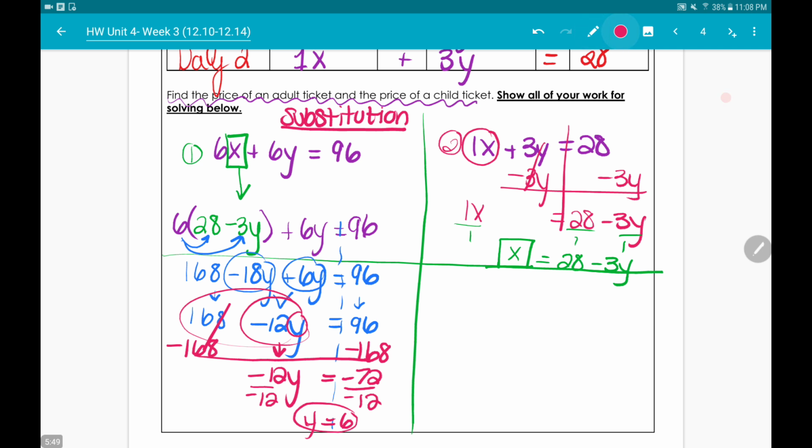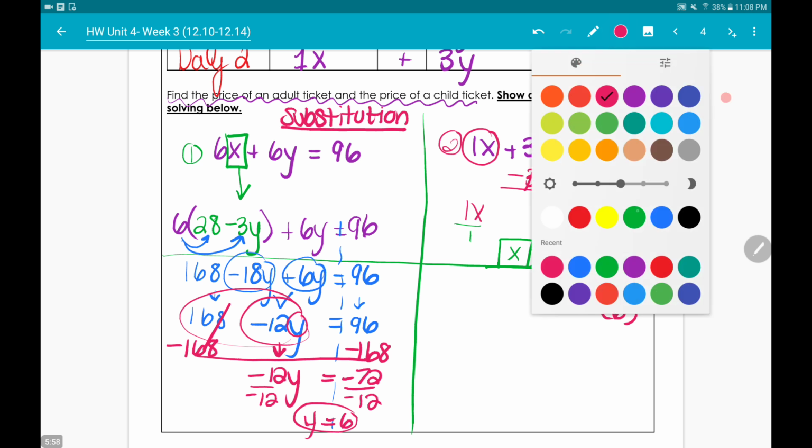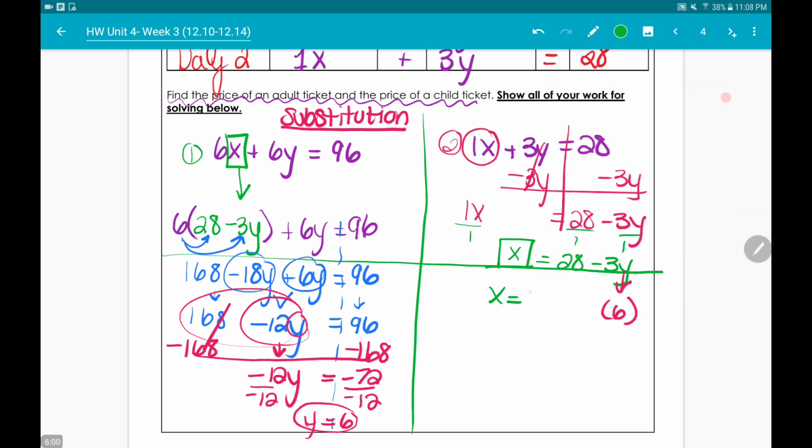Are we done? No, I look here and I see an empty box. What do I do with that empty box? Instead of y, I'm now going to plug in 6. Everything else stays the same. So I'm going to go ahead and do that on my calculator. 28 minus 18. Oh, I don't even need a calculator for that one. I get x equals 10. Now, we just solved it. We got our system. The solution to the system is 10, 6.